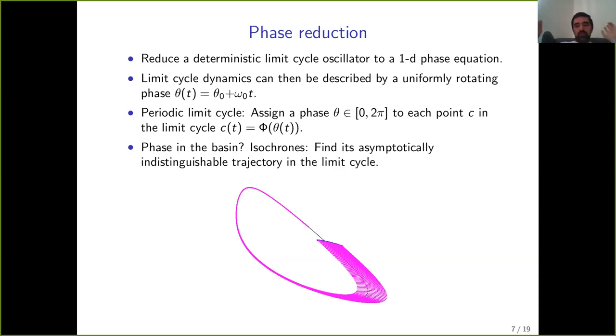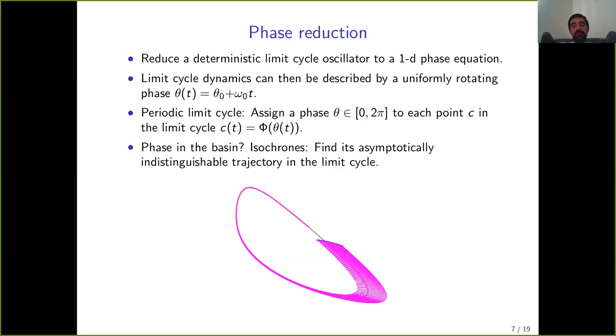So okay, you know much better than me regarding this, but the idea is that the limit cycle dynamics can be described by a uniformly rotating phase. I will denote the periodic limit cycle by this phi of theta. In the limit cycle we have a very straightforward way to assign a phase to the system. But what happens when you are in the basin, which is the case, because we are in a stochastic setting, so we are essentially never on the limit cycle, we are always in the basin.